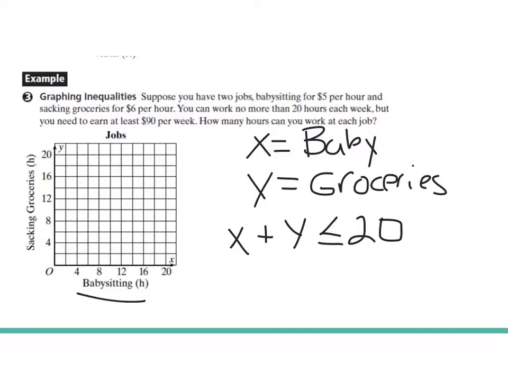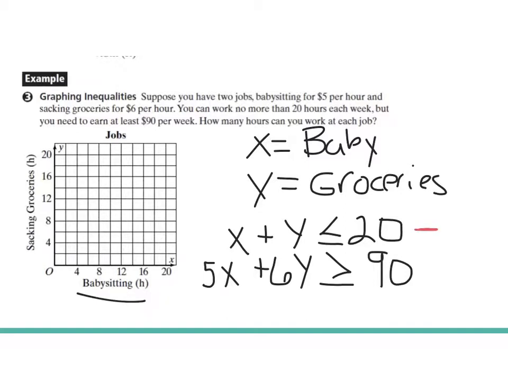And then we want to earn at least $90, and we're getting that $90 by $5 an hour babysitting, plus $6 an hour sacking groceries, and we want our money earned to be more than $90. So you see how I have those two inequalities there? So now all I'm going to do is graph those. Since they're both in standard form, our intercepts are going to be the best.